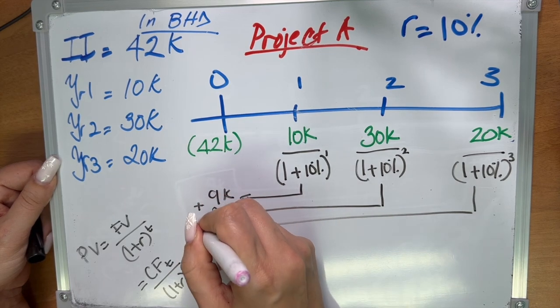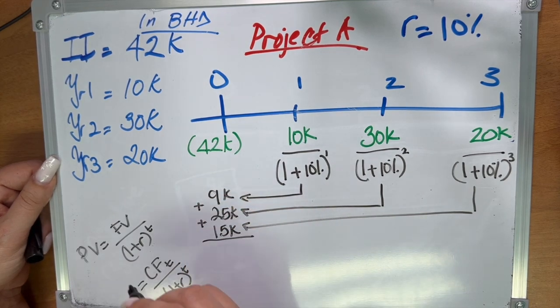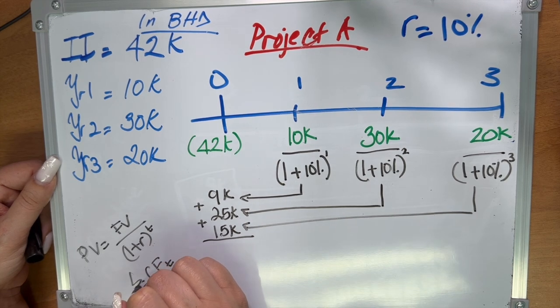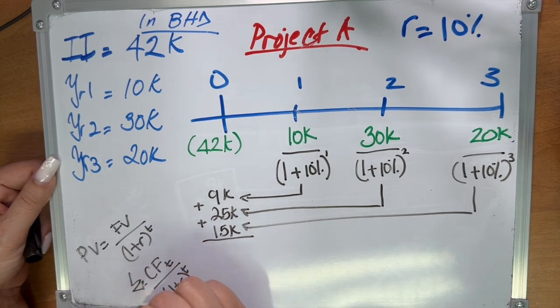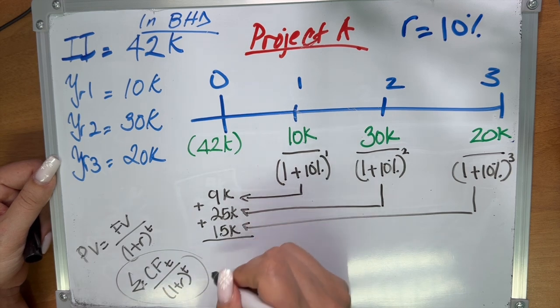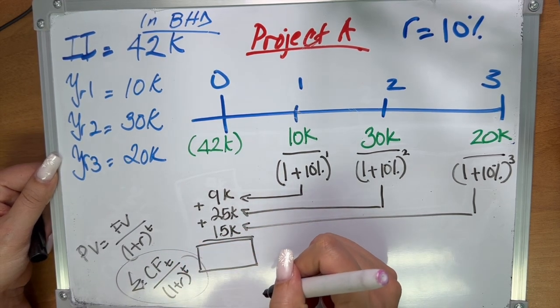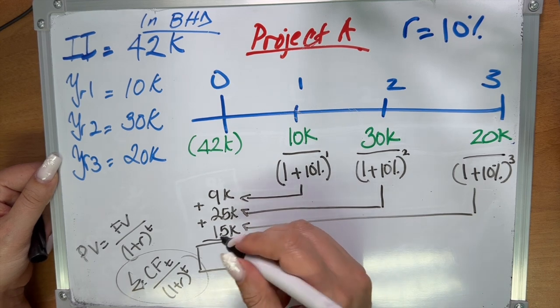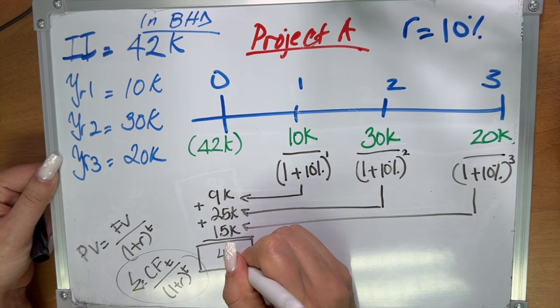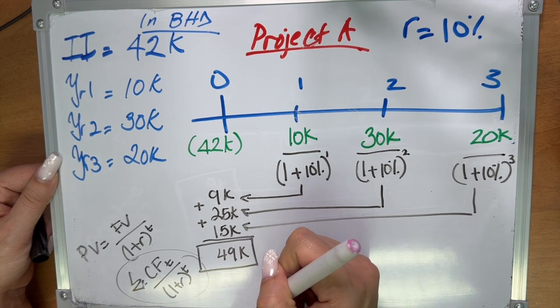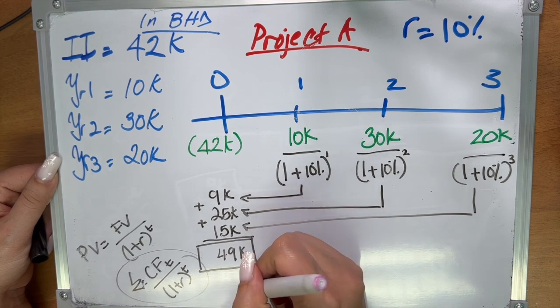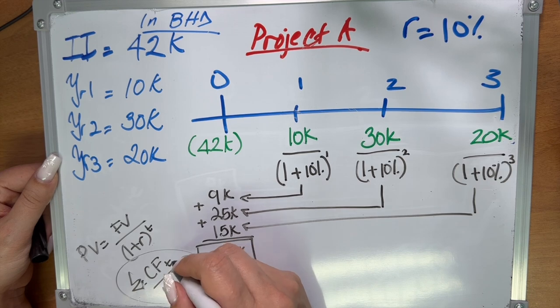So what do I do now? The next step, I add them. Remember in that formula, it said the sum of all the future cash flows, so I need to add them. When I add these three cash flows, I'm going to get about 49,000.